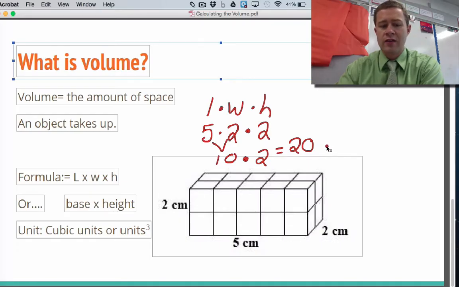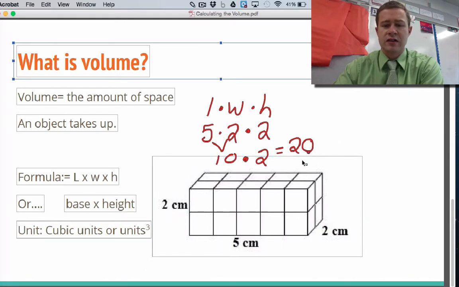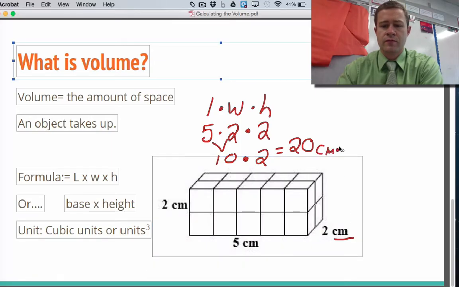Now our unit is cubic units because we're using three dimensions. Area is square units, volume is cubed. So when I look at this, it's going to be 20 centimeters cubed. And so to calculate the volume of a rectangular prism, it's length times width times height, or the area of the base times its height.